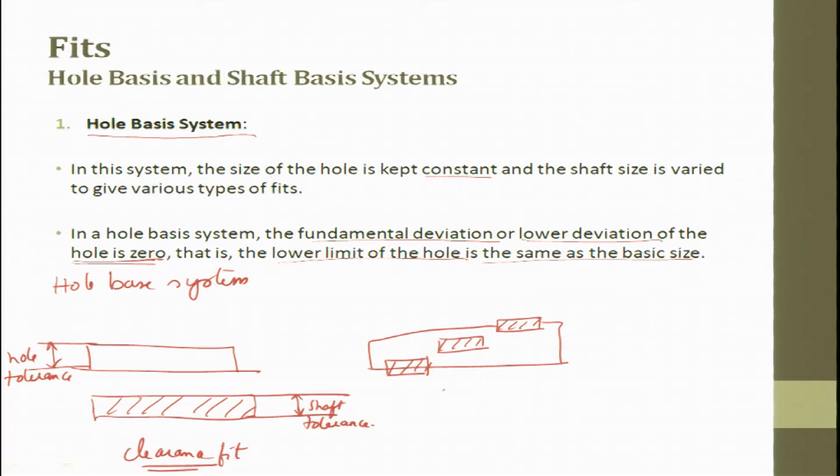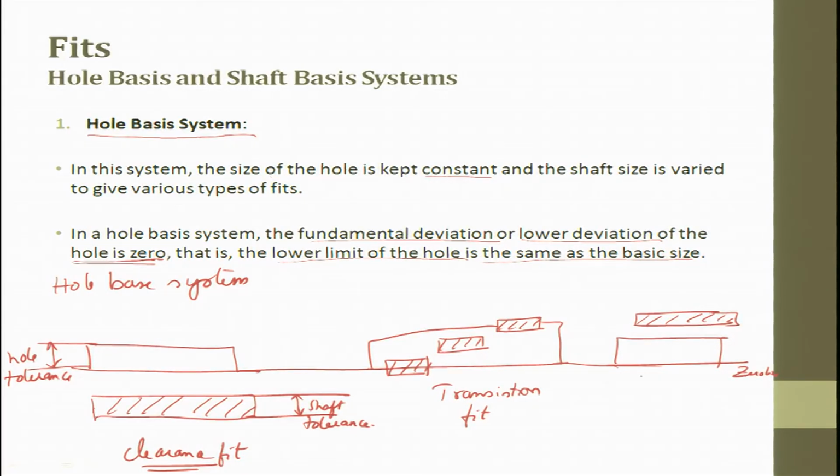This is a transition fit, and this is the zero line. So this is the hole and here is your shaft. This is your zero line, and this fit is called an interference fit.